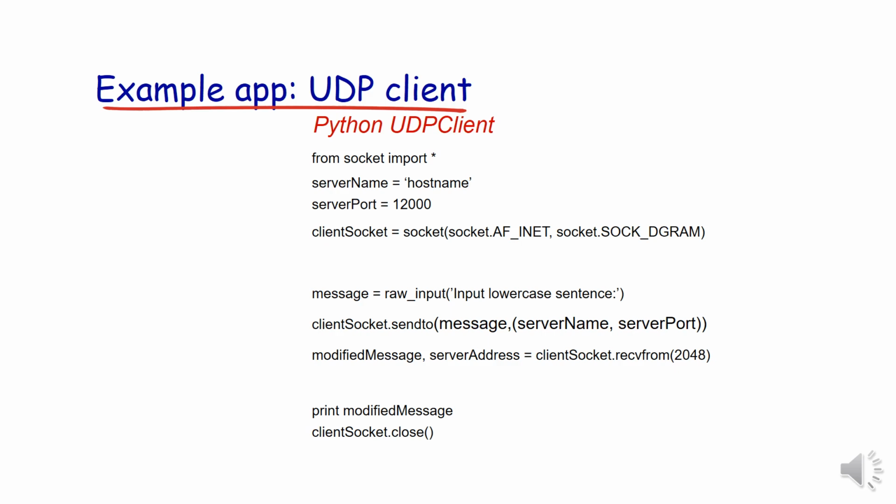Then after writing the data to the socket, the server returns the modified message, that is converted into uppercase. This has to be read by the client, and the method used for reading is recvfrom, and 2048 is the buffer size from where the data is read by the client. Then the modified message is printed and it stops, closing the socket.